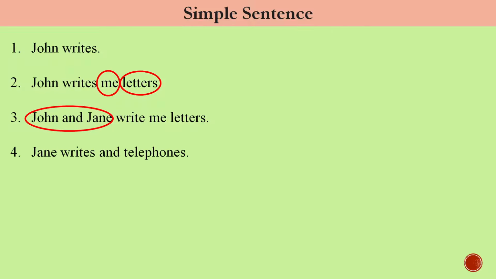Let's have a look at this one again. Jane writes and telephones. Here Jane is doing the action of writing and telephoning, so this is the predicate of the subject Jane. It has a single independent clause, so this is also a simple sentence.